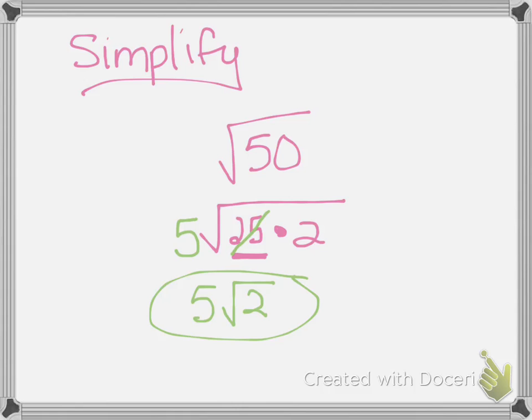I will do another one of those. I will do several more, actually. Let's do radical 72. We want to split 72 into 2 numbers, one of which is a beautiful, perfect square that I can square root. Just use your math facts.